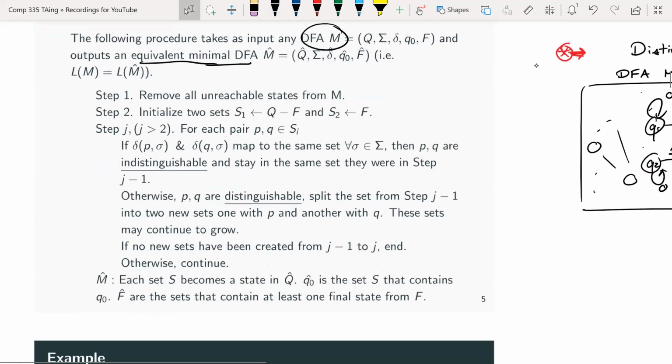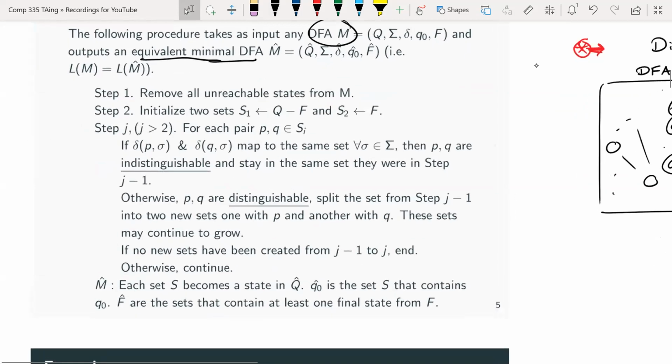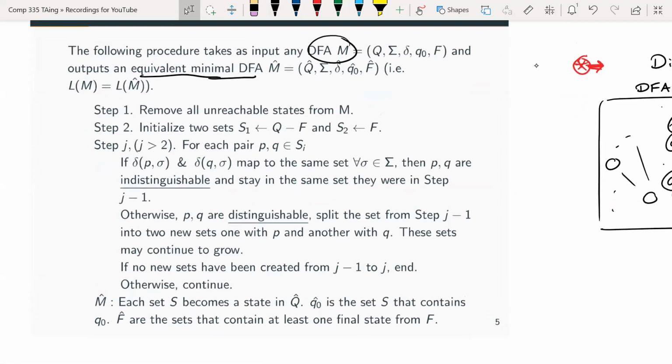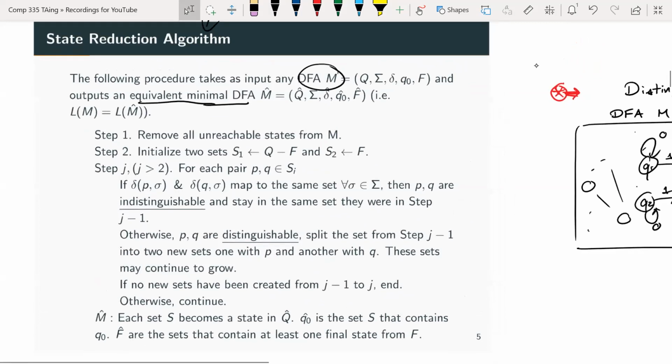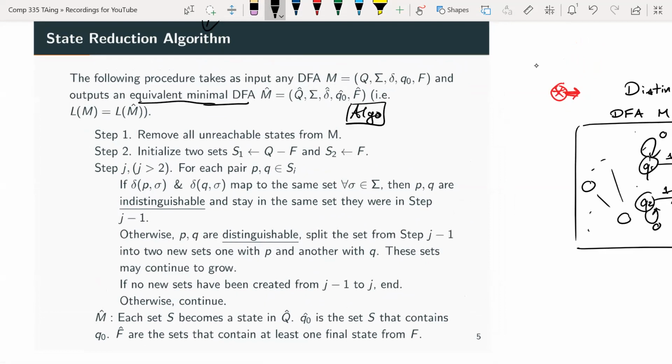And there are a few steps. So this might look a bit complicated, but trust me, it's a lot easier than it looks. There are a few steps involved in this minimization algorithm. So remember, suppose you just have a black box algorithm, a state reduction algorithm. You input your initial DFA M, and what it's supposed to output is the equivalent minimal DFA M hat. Okay, so how does that happen?